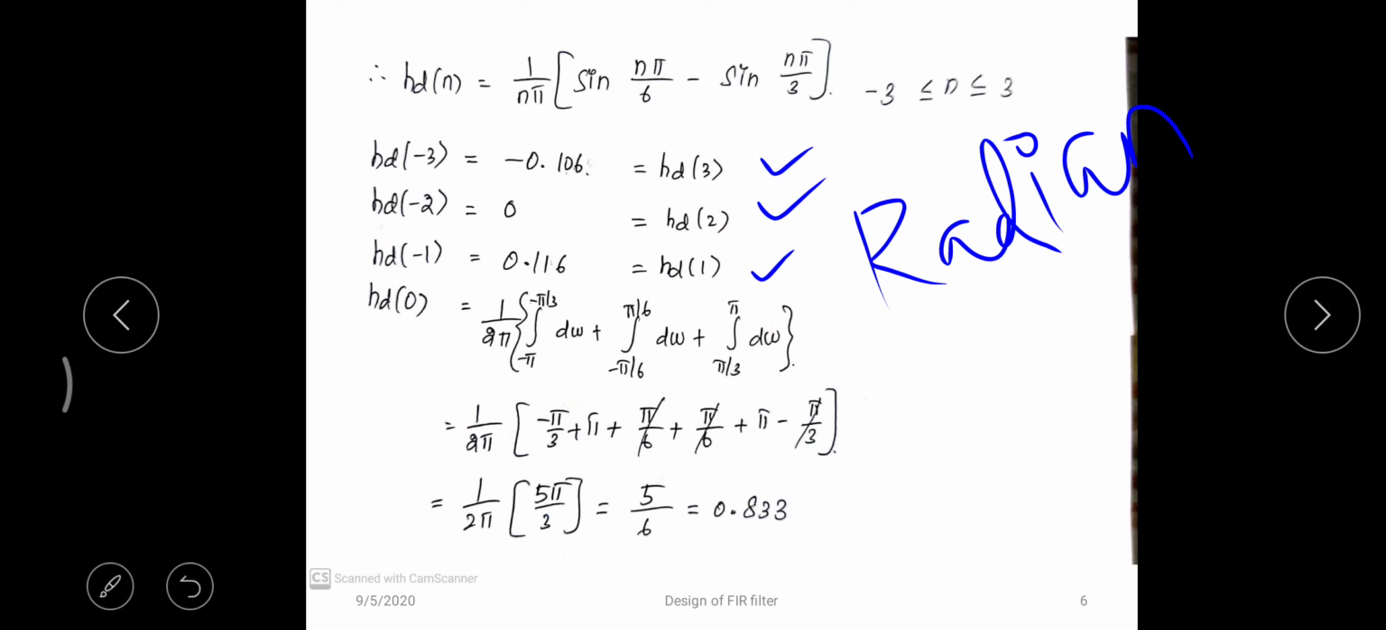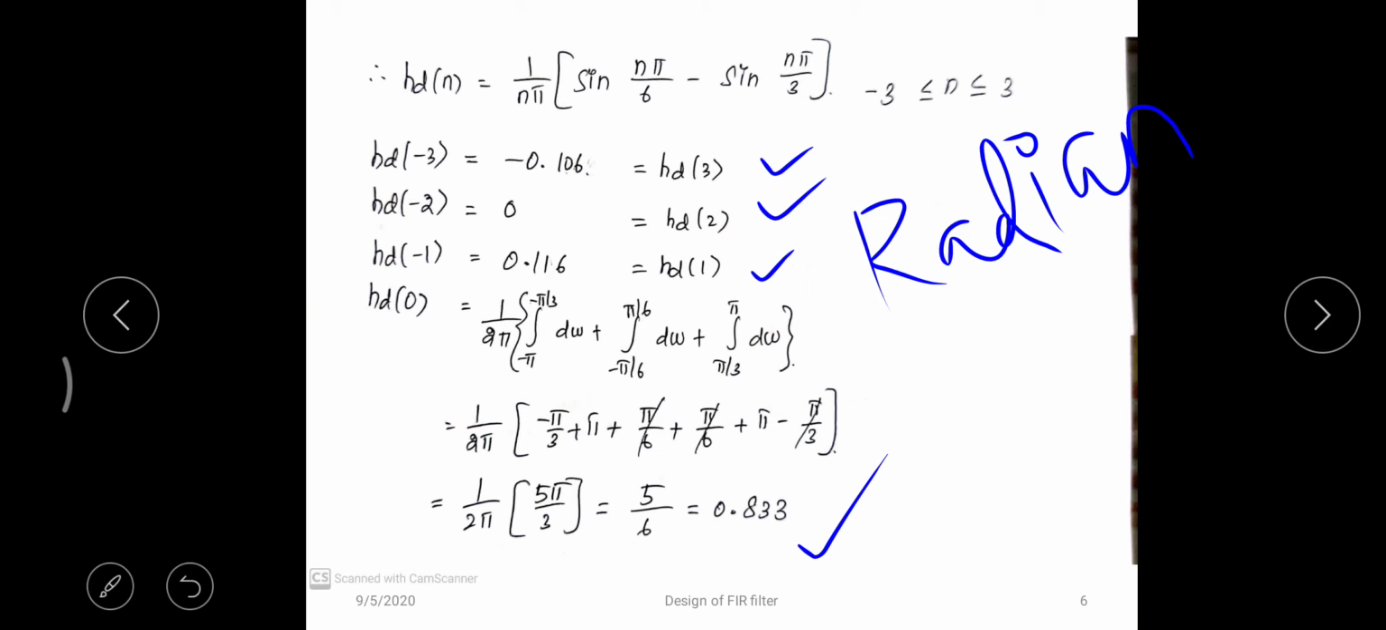I will take n is equal to 0 in this formula, 1 by 2 pi e power j into omega into n, n value is 0, e power 0 is 1. Now, it is only integral of d omega for all the 3 cases. Now, once again you can substitute the upper limit and lower limit and you can cancel the values which are in opposite sign, and finally, I am getting hd of 0 is equal to 0.833.